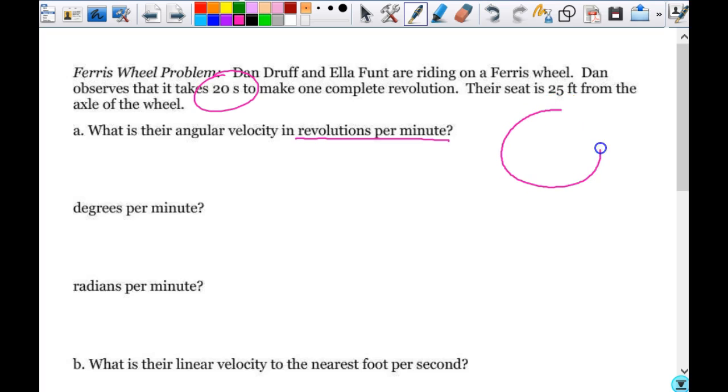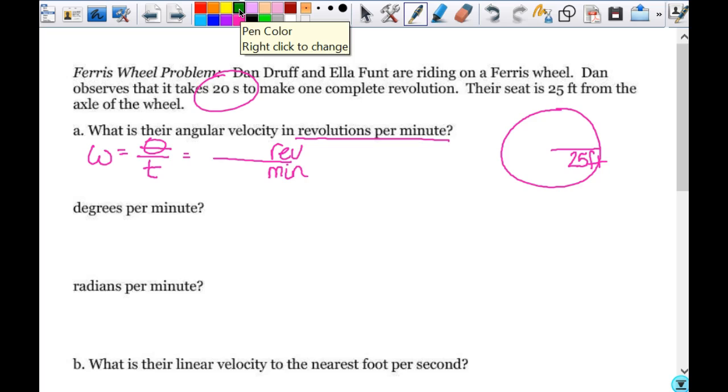And so here's my Ferris wheel. They are 25 feet from the center, so that is my radius. So I'm first looking for my angular velocity, and my angular velocity is theta over time, and it's asking for revolutions per minute. So my theta is my revolutions. I'm going to put my units in here to make sure it's revolutions per minute. But what they give me is 20 seconds, so I need to convert that into minutes.